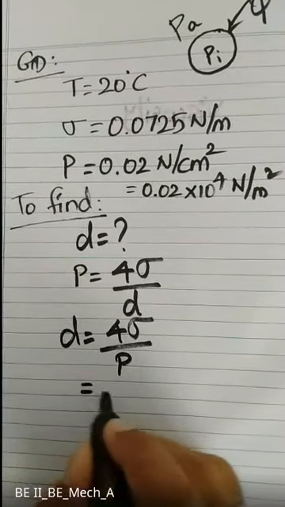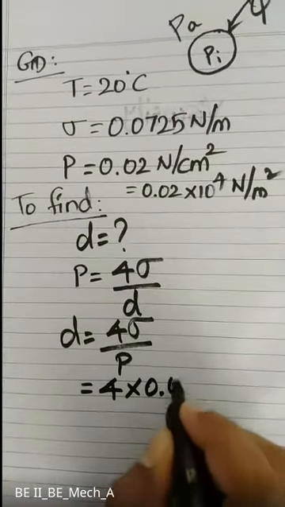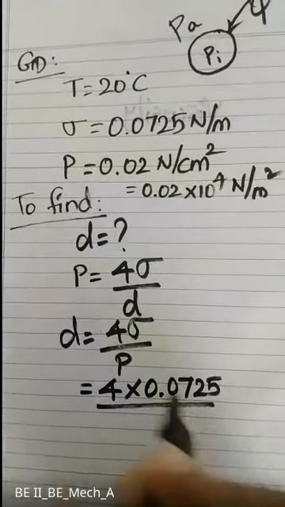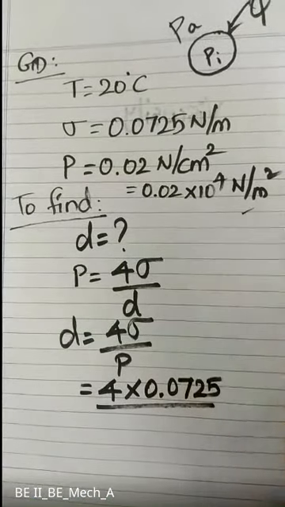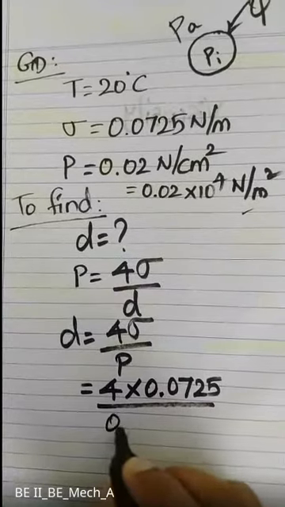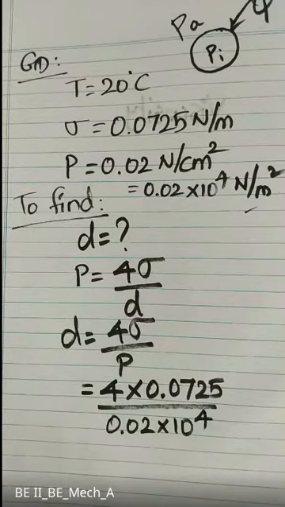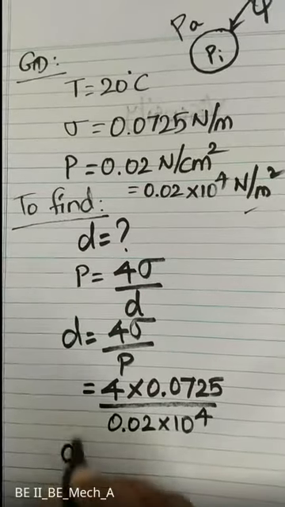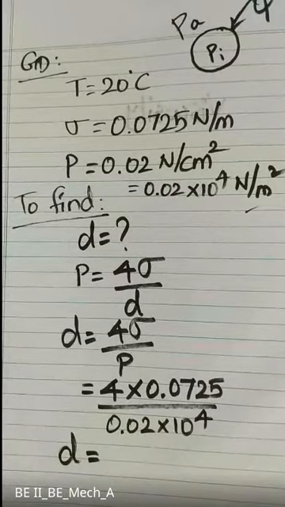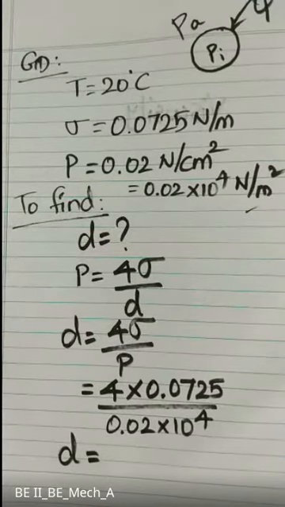So what is the value of sigma? That is 0.0725. And what is the value of pressure? Here you have to use this particular value, 0.02 into 10 to the power 4. Then what is the value of the diameter of this drop? Use your calculator and tell me the answer. This is a simple calculation, please try to do it immediately.